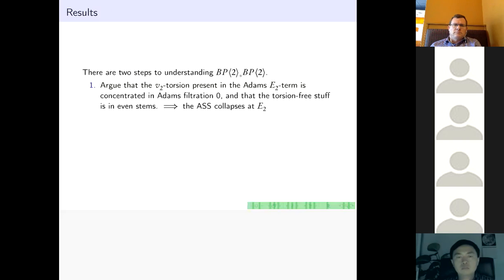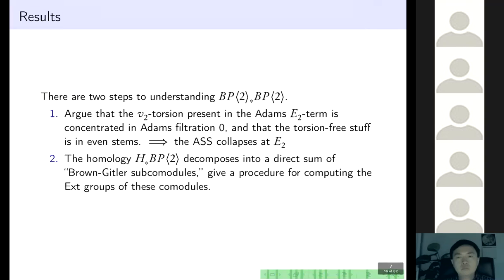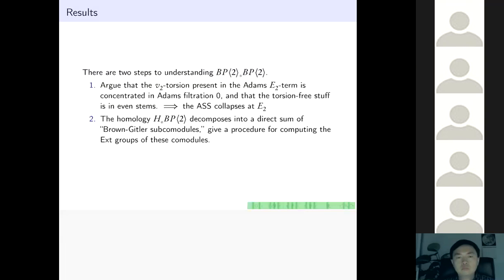And so once you know that the atom spectral sequence collapses at the E2 term, then that just sort of leaves you to actually try and compute some X groups. And so that's sort of the second part of the talk, where I will develop some inductive computations. And sort of in summary, basically what happens is that the homology of BP2 is going to decompose into a direct sum of finite subcomodules called the Brown-Kittler subcomodules. And I'm going to sort of indicate how one would go about inductively computing those things.